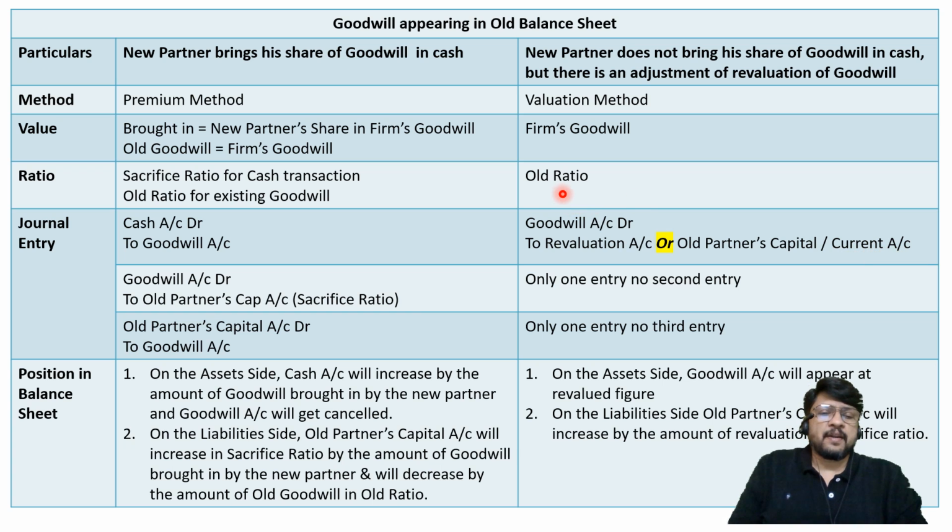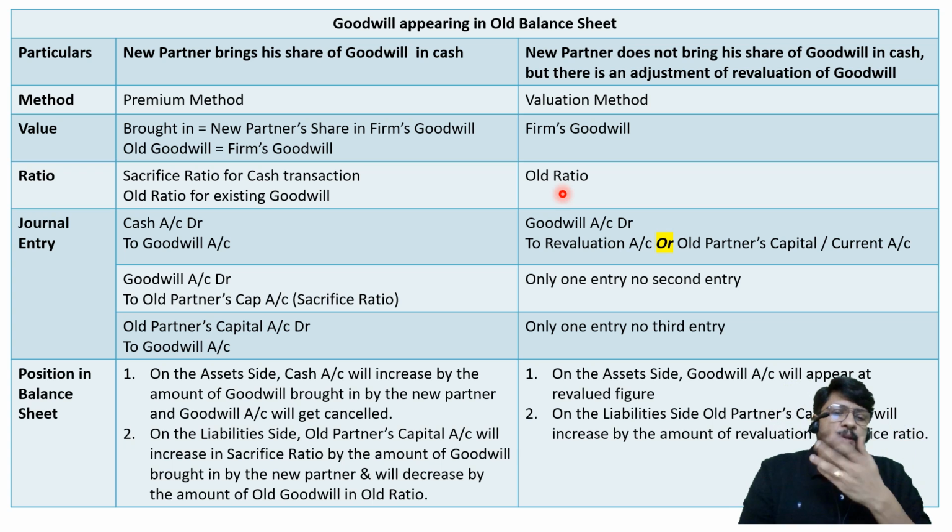I'm repeating again, the entry will be only one single entry. What is the entry? Goodwill account debit. To what? Either you can say to revaluation account or you can say to old partners' capital or old partners' current account. Only one entry. So no second entry, no third entry. After passing this entry, obviously the goodwill account will not disappear. It will now appear in the balance sheet, not at 5,000, but at 6,000.